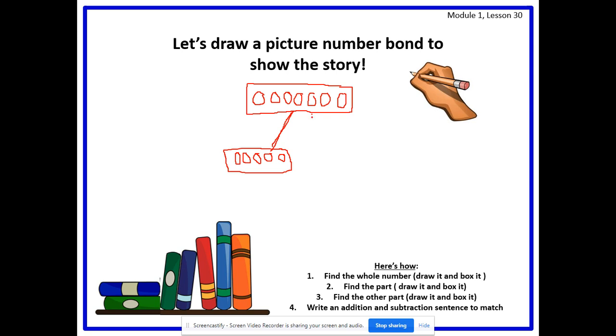Yes, 2. Let's go ahead and draw 2 circles. 1, 2, and then we box it. Go ahead and make a line connecting it to our whole. And this is how you draw a picture number bond. So if you see, it's just like a regular number bond, except it uses pictures instead of numbers.